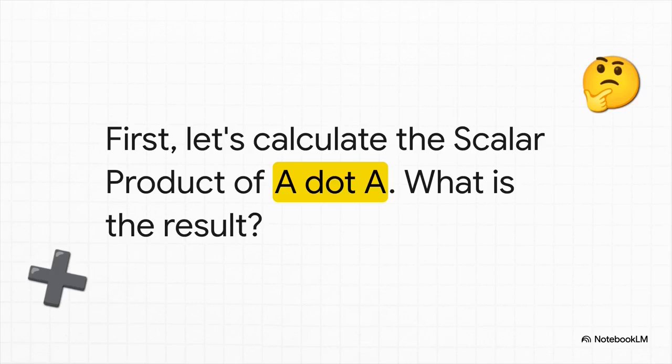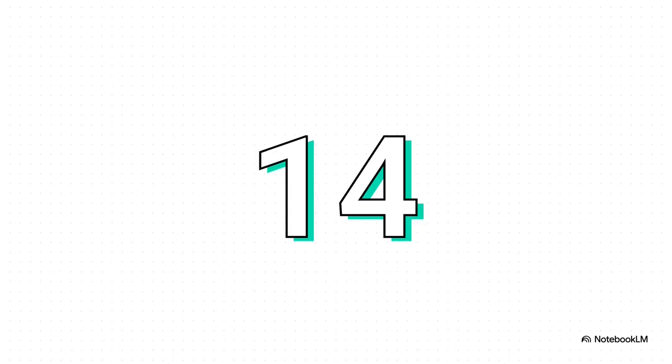First up, the scalar product. We're going to dot vector A with itself. The question we're really asking is, how aligned is vector A with vector A? The answer is 14. Just 14. Not a vector, not 0.